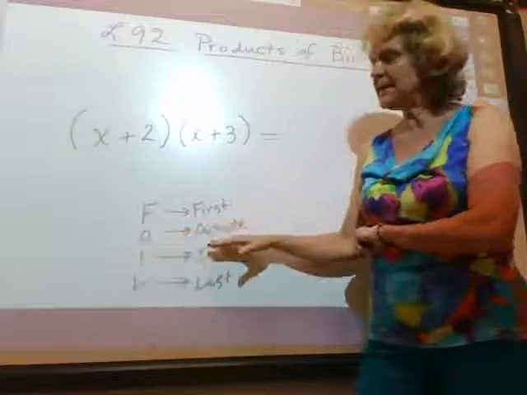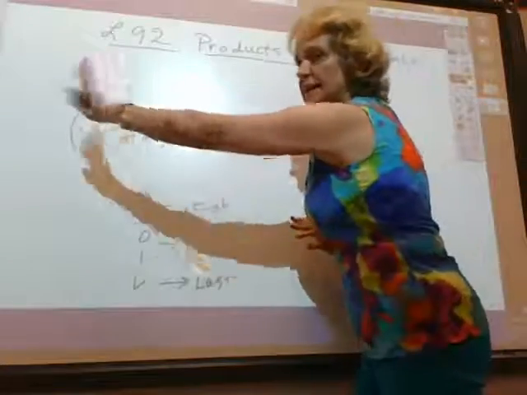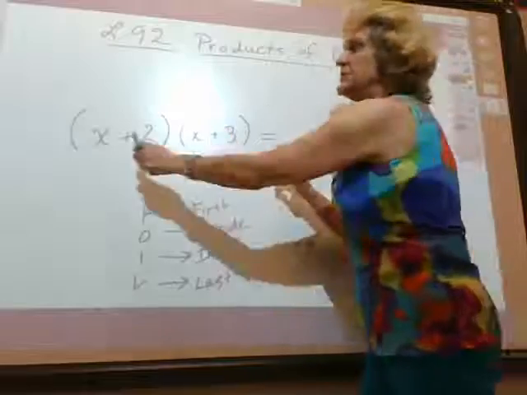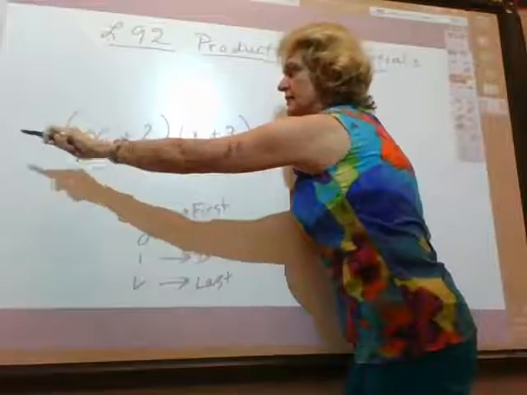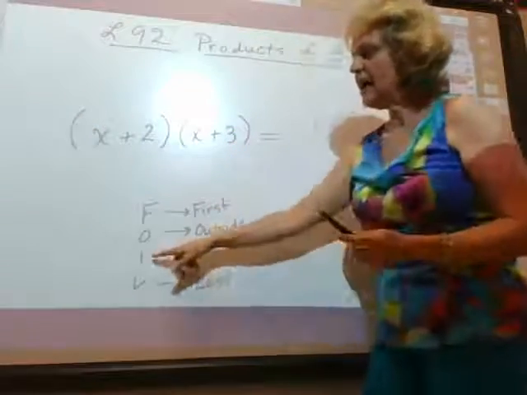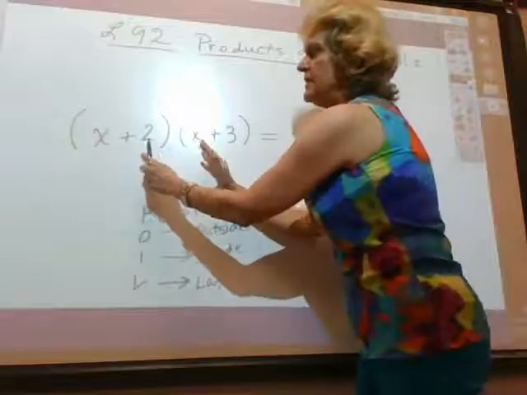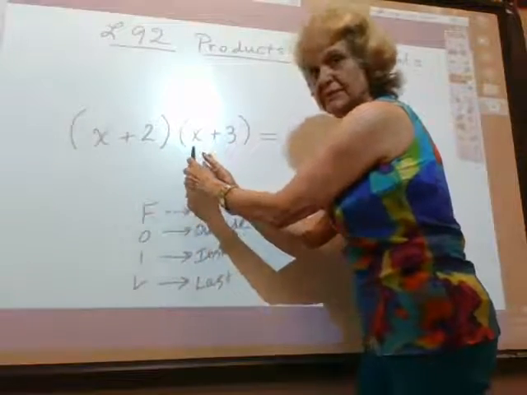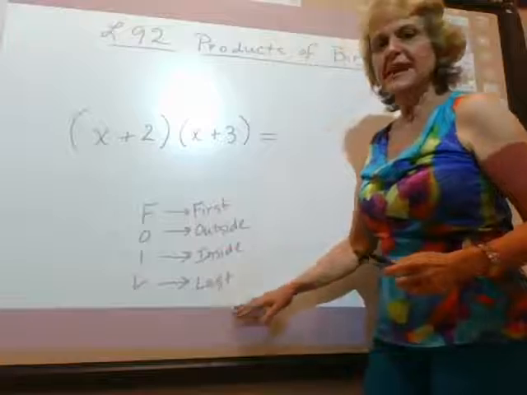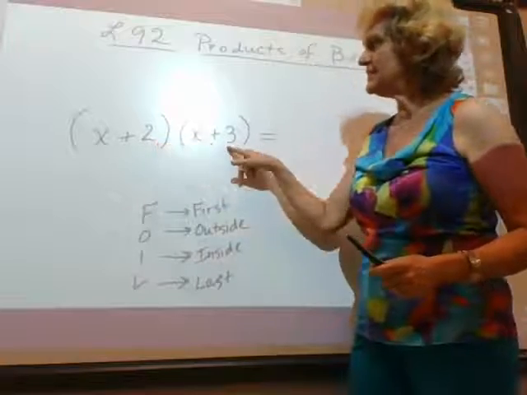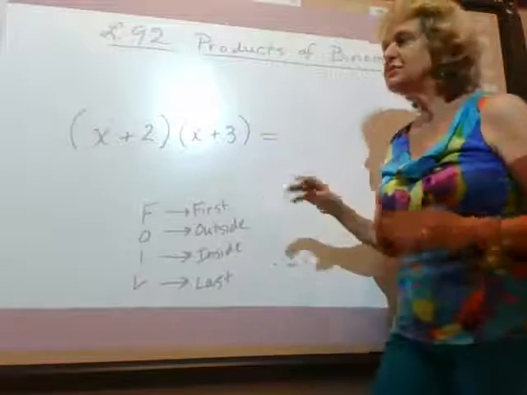The O here means outside. That means the outside here and the outside here. So this is an outside, this is an outside. Inside would be the things on the inside. So these two. And then L is last. This is the last one, this is the last one. Okay? So let's do that.